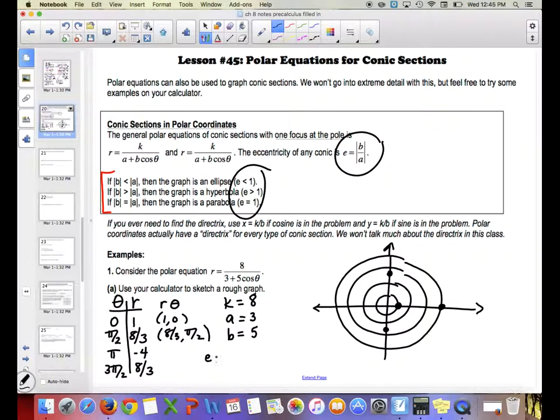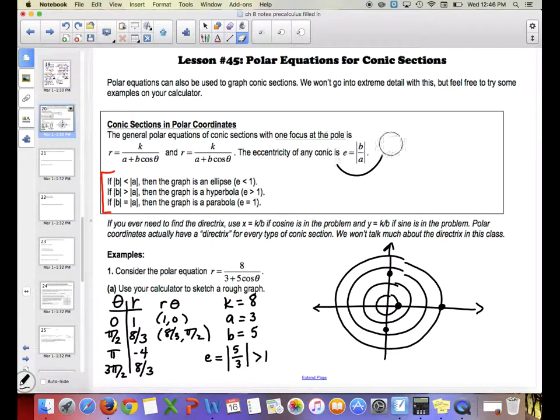If I find the eccentricity, I'm going to do 5 over 3, the B over A, and I get something that's greater than 1, right? 5 over 3 is bigger than 1. So what shape will we have? A hyperbola.